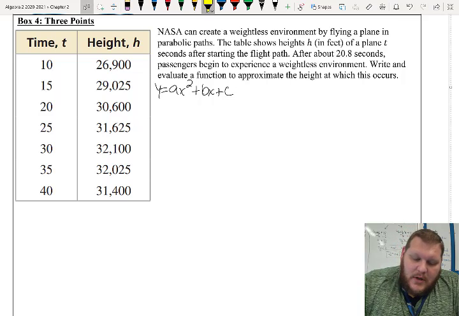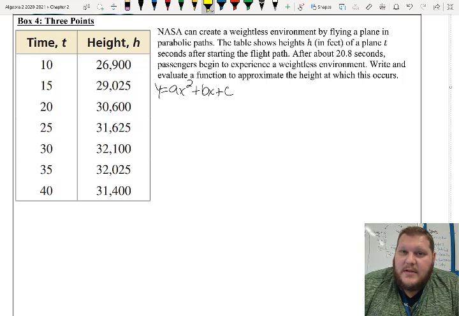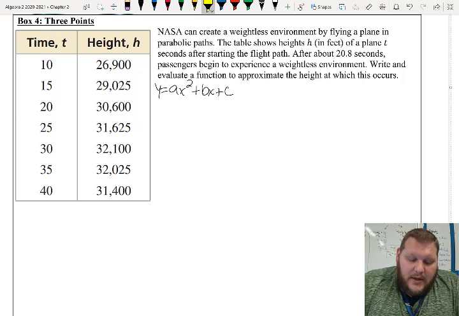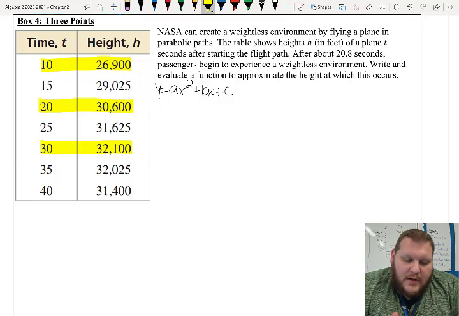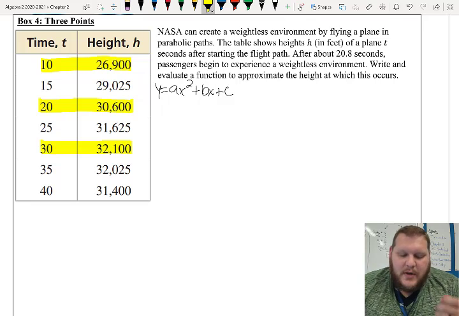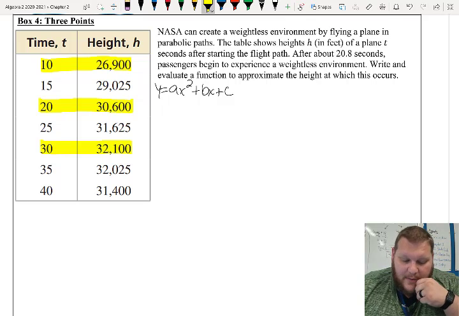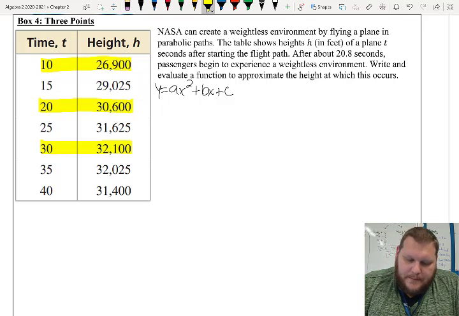the table that I'm given. So looking at my numbers here, I need 3 points. I need 3 x and y's, or in this case, t and h's, to plug into our equation. So I'm going to try and choose the nicest ones possible. The numbers that look the cleanest to me are 10, 26,900, 20, 30,600, and 30, 32,100. Those are as clean as possible.